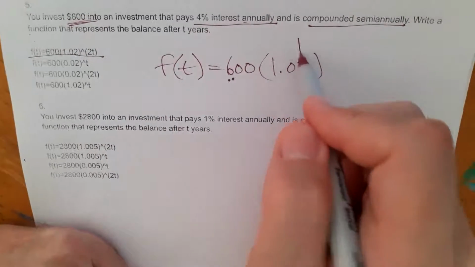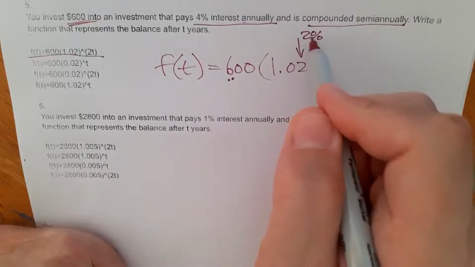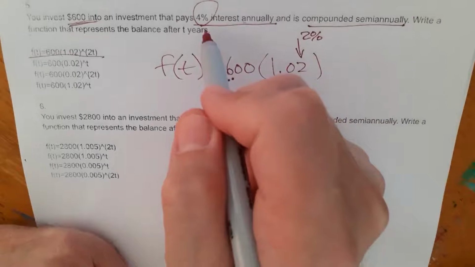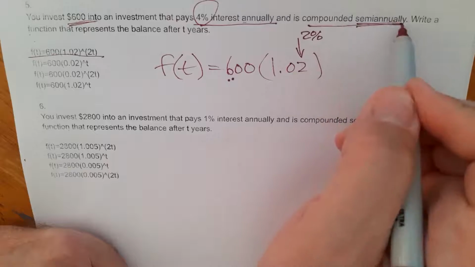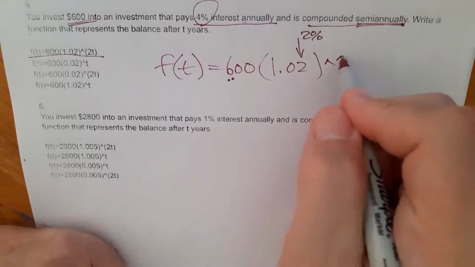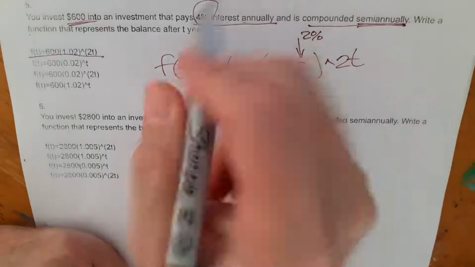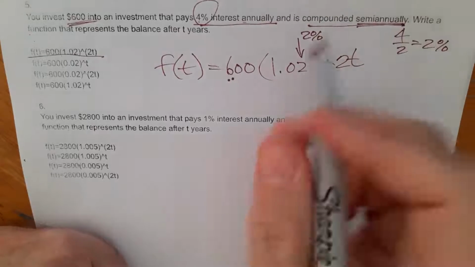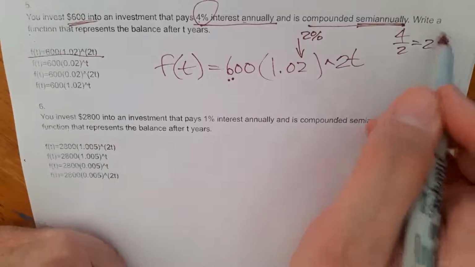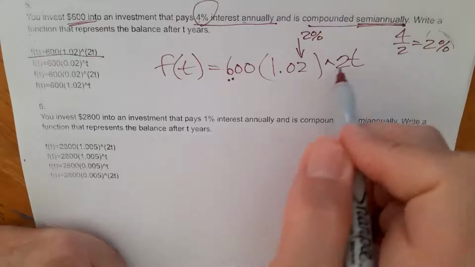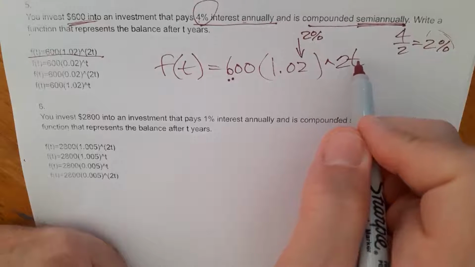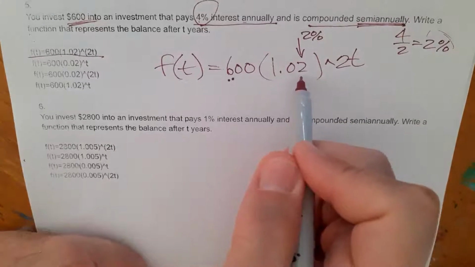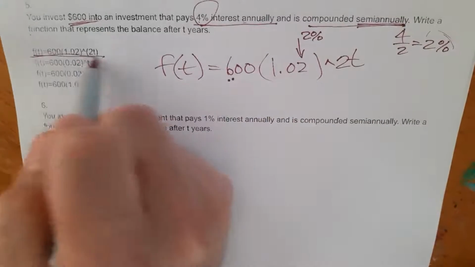Okay, so why is the interest rate 2%? Well, because it's 4% annually, and we're going to do everything on a semi-annual basis. So we're going to raise it to 2t because there are 2 terms involved, and we're going to take the 4% and divide it by the 2 terms and get 2% per term. So 1.02 is the 2% because it's 4 divided by 2 terms. And it's 2 times t because that takes it back to the annual basis. All right, so f of t equals 600 times 1.02 raised to the 2t right here.